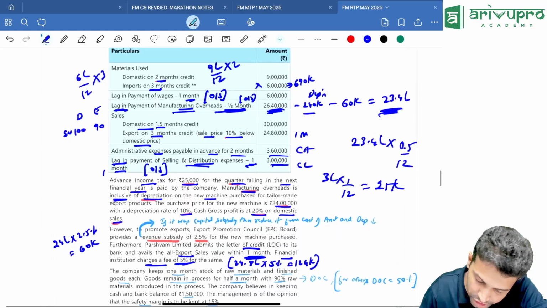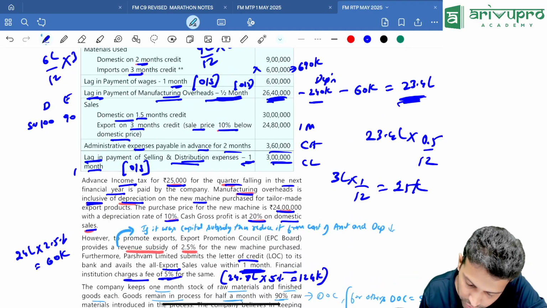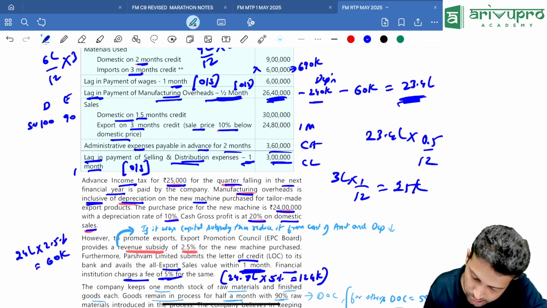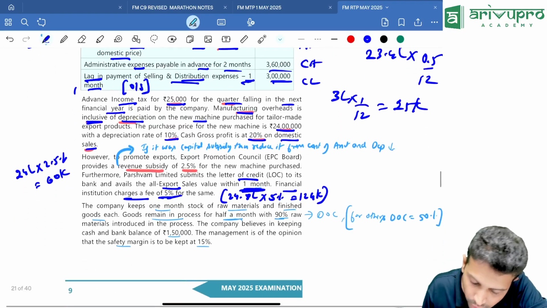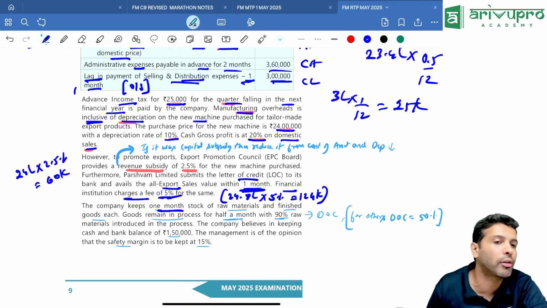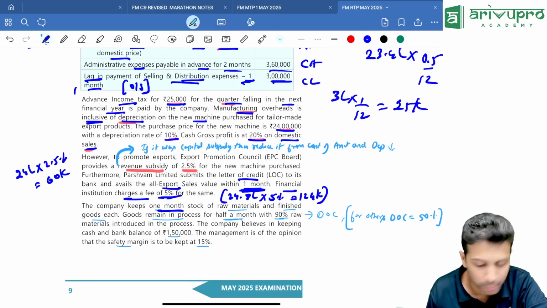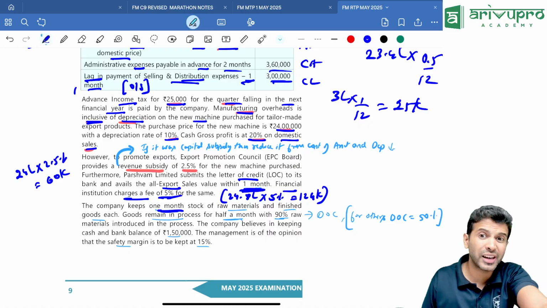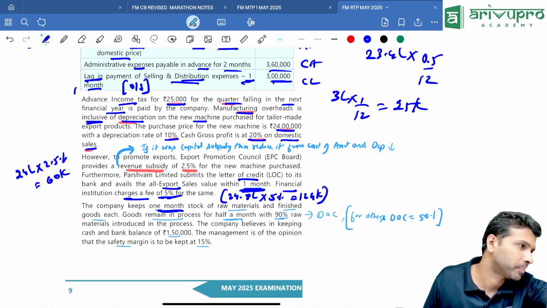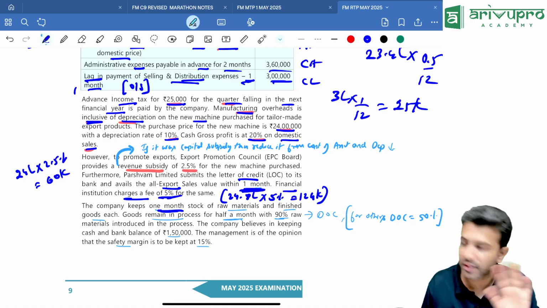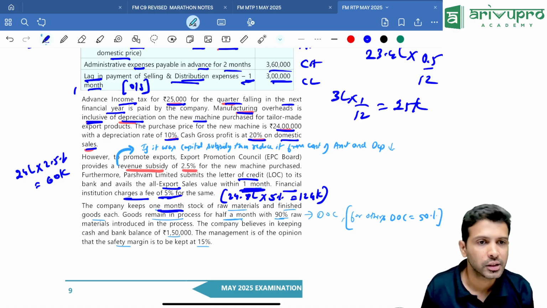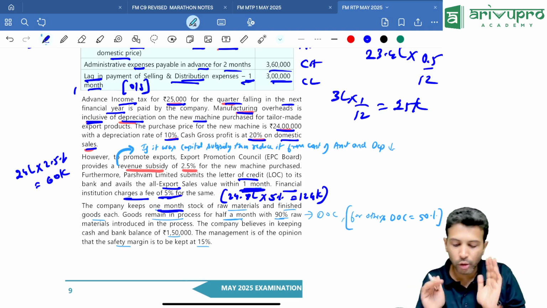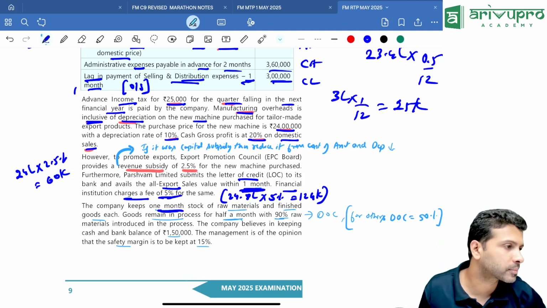First we'll take the question. Next is what? This is over. Company keeps 1 month stock of raw material. Raw material stock is 1 month. Now you know the connection. Either they will give you the data in units or in months, whatever. Here it's given in months. So how do you calculate stock of raw material?